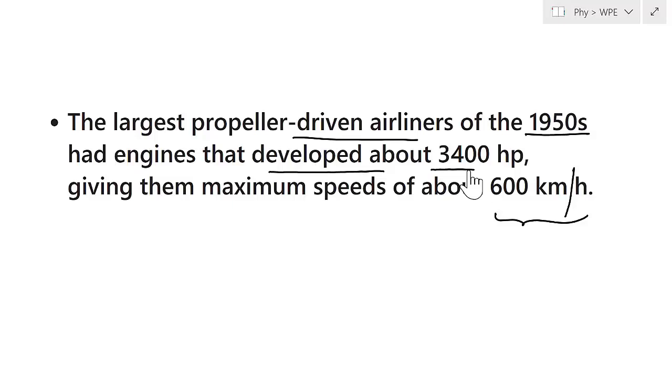So these days we have very high power generated by the engines, and so the speed of the airplane is much larger than the older airplanes that used to have a speed of around 600 or 700 km per hour.